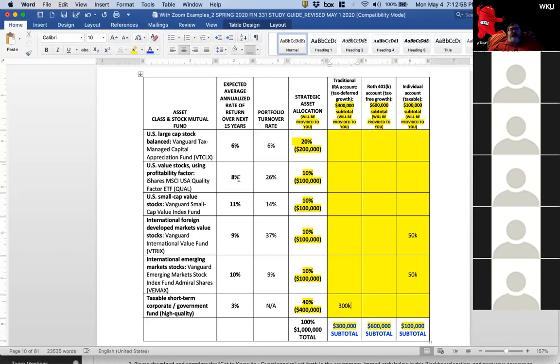Well, guess what? We filled up 2 rows. We filled up this row, 100,000. We filled up this row, 300,000. Guess where everything else has got to go? What's left? 200K here, 100K here, 100K here, 50K here, because we have a total of 100.